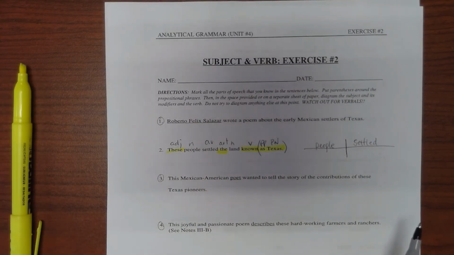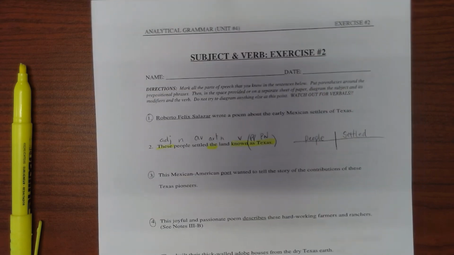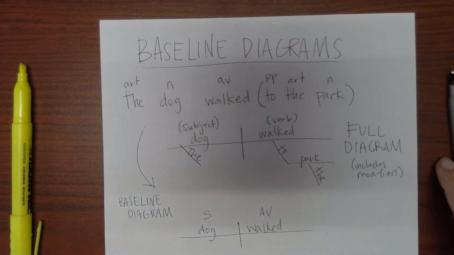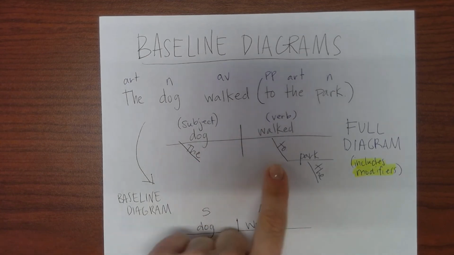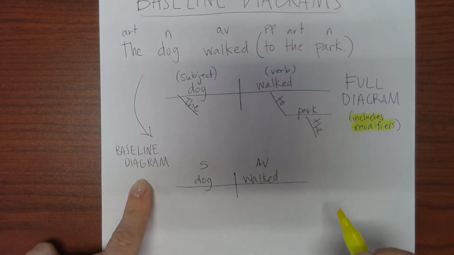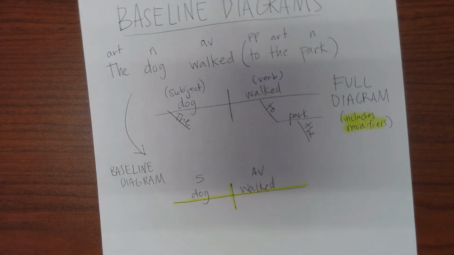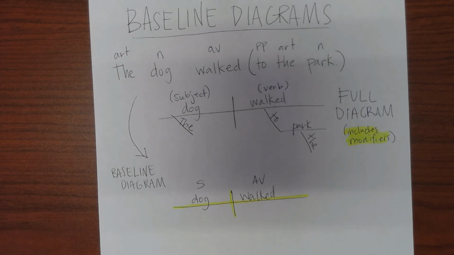So you're going to do baseline diagrams for all the ones that you don't need to do a full diagram for. So you need to draw a picture for at least, even a minor picture for some of them. All right? I'm going to go back to this sheet again to show you. This is a full diagram. This includes modifiers, meaning it has stuff that goes underneath. Baseline diagrams just include the baseline, and that's it, okay? So baseline diagrams is just like the subject and the verb.